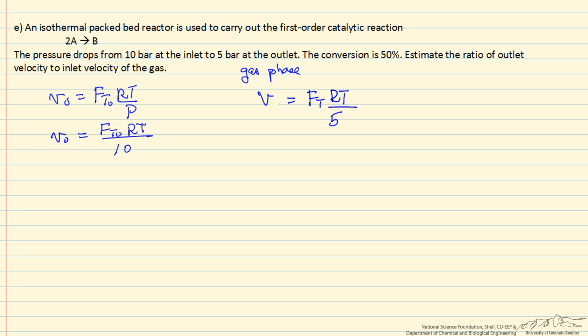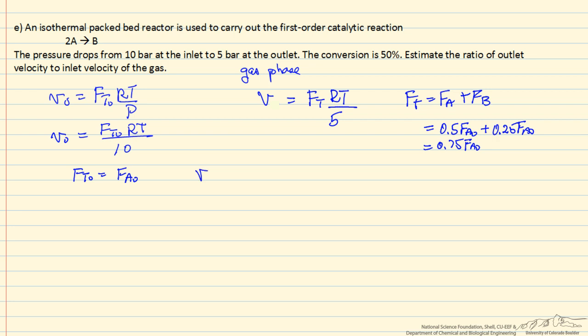And we can calculate F total, which is FA plus FB. Well, half of the A is reacted, so this is half of FA0. When a half a mole of A reacts, you make a quarter mole of B, so this is 0.25 FA0. So 0.75 FA0. Now, F total at the inlet is FA0 because we're assuming only A enters this reactor.